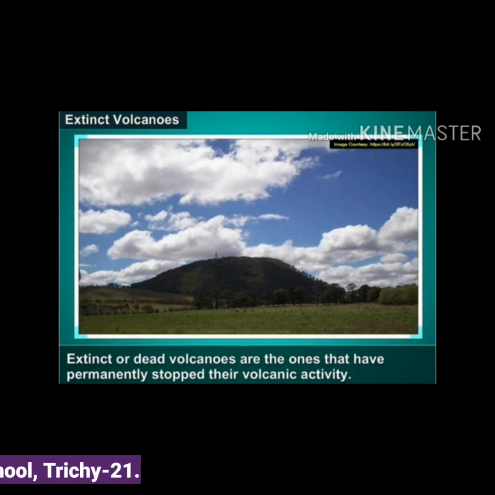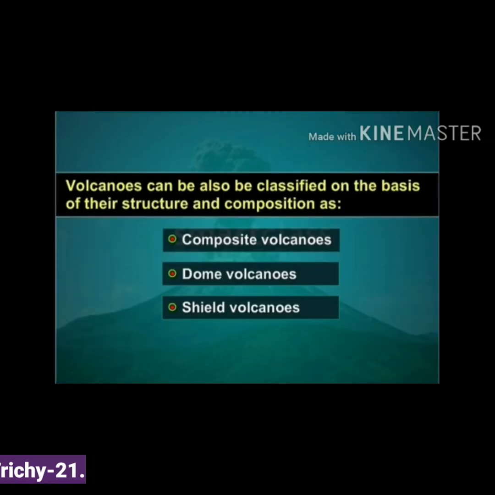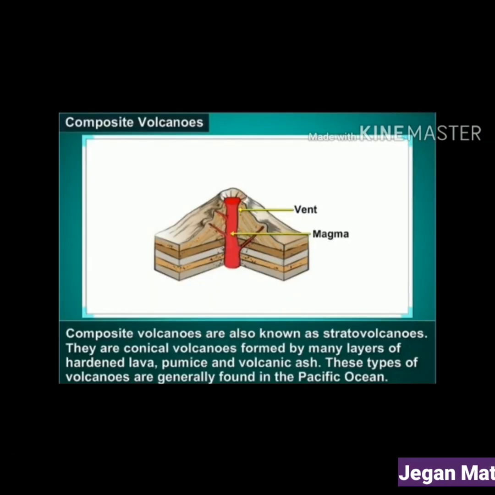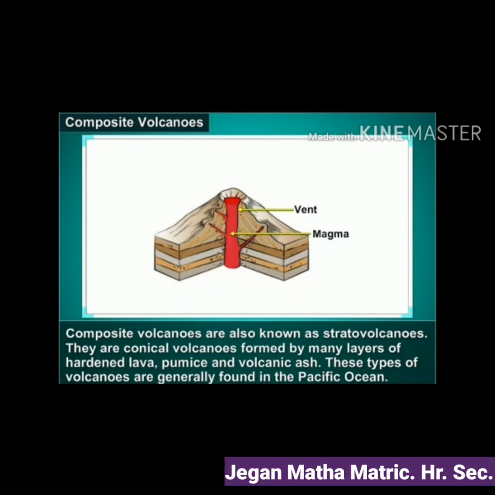Next, volcanoes can also be classified on the basis of structure and composition as composite volcanoes, dome volcanoes and shield volcanoes. First, we discuss composite volcanoes. Look at the picture where the vent and magma are located. Composite volcanoes are also known as stratovolcanoes. They are conical volcanoes formed by many layers of hardened lava, pumice or volcanic ash. These types of volcanoes are generally found in the Pacific Ocean.